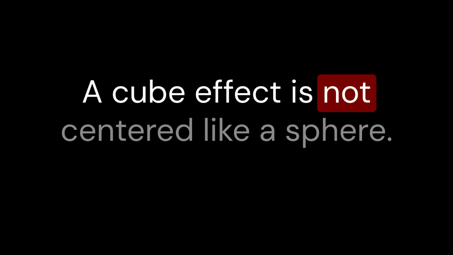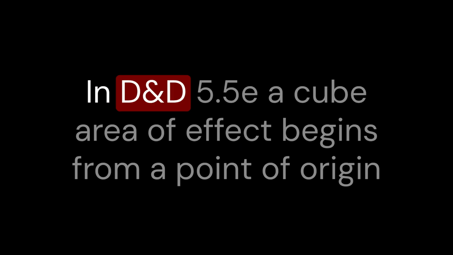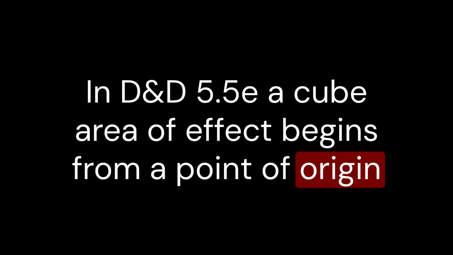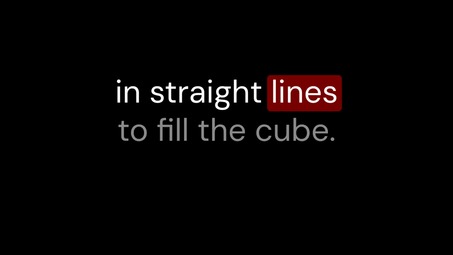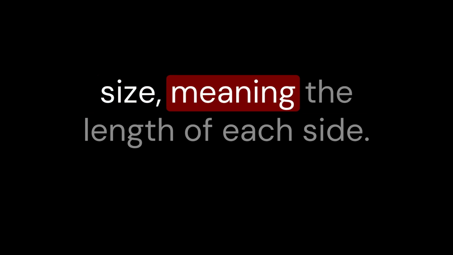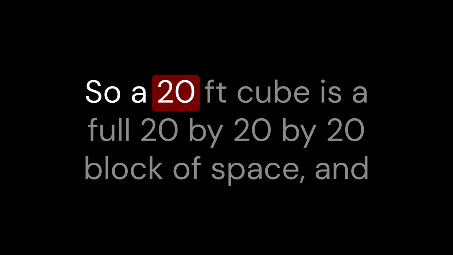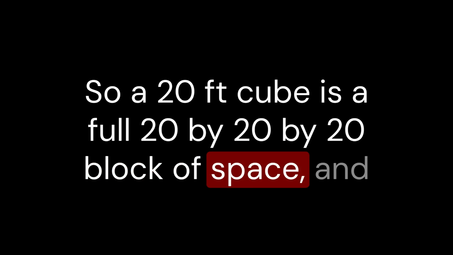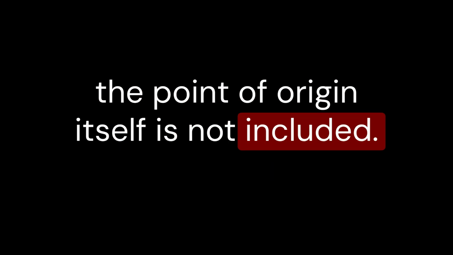Cube area of effect. A cube effect is not centered like a sphere. It starts from one of its faces. In D&D 5.5e, a cube area of effect begins from a point of origin located anywhere on one of the cube's faces. From there, the area extends outward in straight lines to fill the cube. The spell or feature tells you the cube's size, meaning the length of each side. So a 20-foot cube is a full 20 by 20 by 20 block of space. And unless the creator chooses otherwise, the point of origin itself is not included.